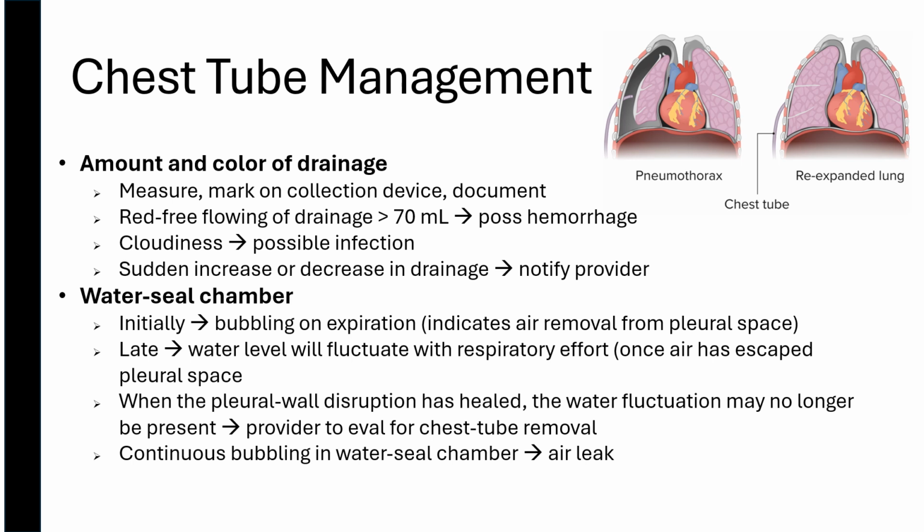Later, there's not going to be as much bubbling, because a lot of the air has already left, and instead the water will tidal. It'll fluctuate with breathing. So it'll just kind of go up and down, like water on the shore of a beach, back and forth. And that's going to happen later once most of that air has left the cavity, which is what we want. Once whatever is going on in there heals, then that water fluctuation may not even happen anymore. And that's when we know, okay, the patient is probably ready to have the chest tube removed. If you have continuous bubbling in that water seal chamber, it's likely going to be an air leak somewhere, and you need to check the lines to make sure that they're intact.